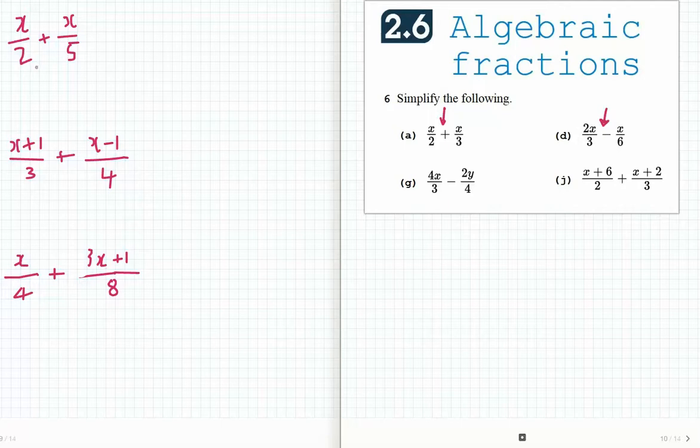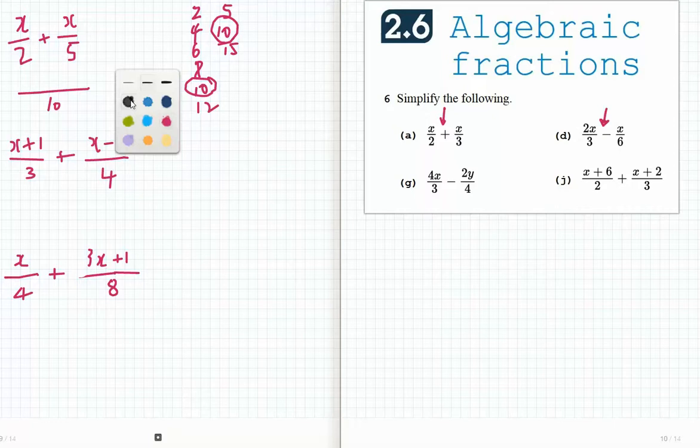So I need the common denominator. I've got 2 and I've got 5. I need to consider all the multiples of 2: 2, 4, 6, 8, 10, 12. And of 5: 5, 10, 15. The lowest common multiple is 10. So I need to write them both over 10.